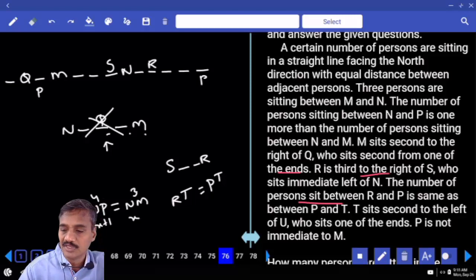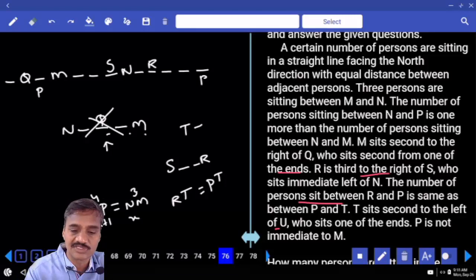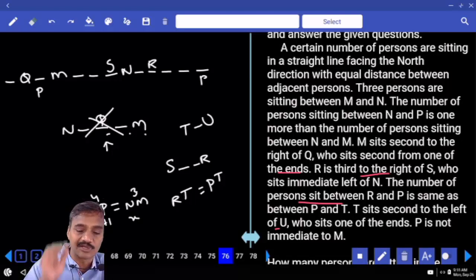R and P, and T sits second to the left of U. Now this T is seated second to the left of U. U who sits at one of the extremes. Now U is at one of the extremes, so where must it be? Tell me.